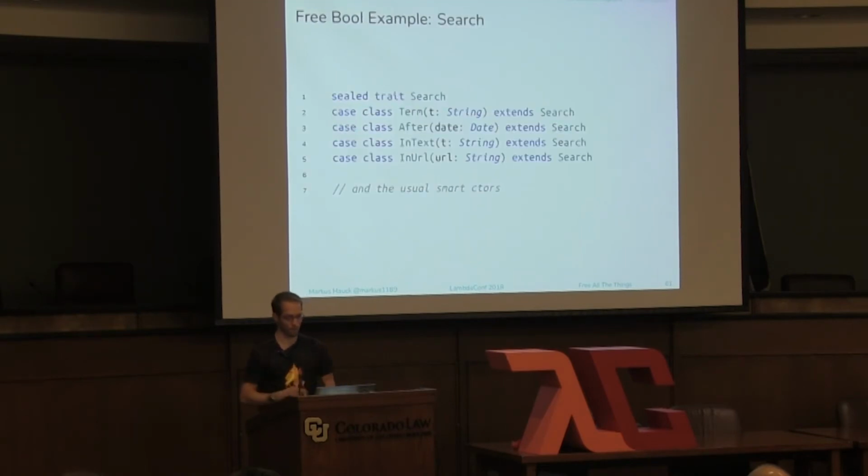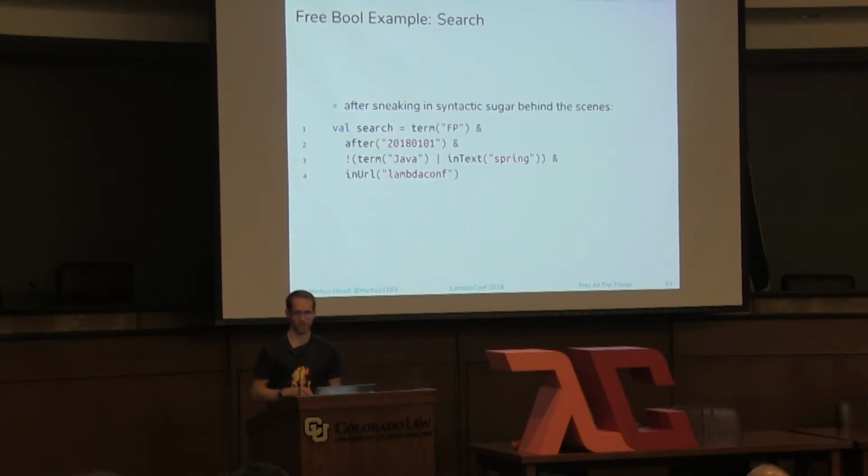And here's an example where we apply this whole thing. So we have a sealed trait that is called search. And then we have different cases, like something that matches on terms and takes a string. We have an after constructor that checks whether something is after some date. Something that checks whether the term t occurs in the text or whether it occurs in the URL. So those are the different cases of our DSL. And then you can define the usual smart constructors that will have the lowercase names of the constructors and just wrap everything into our free Boolean algebra.